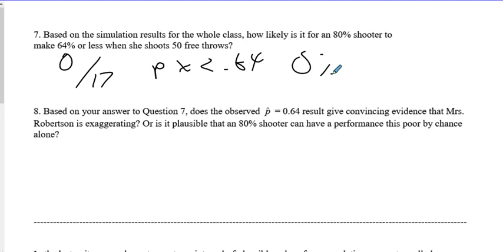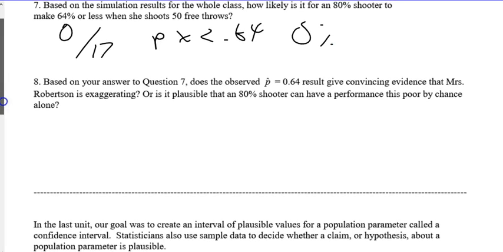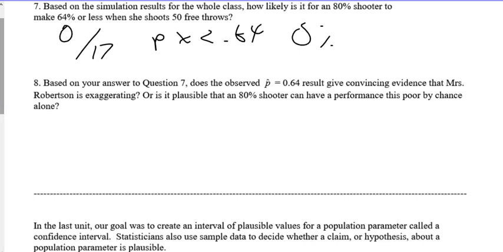So, based on your answer to question 7, does the observed 64% give convincing evidence that she is exaggerating? Or is it possible that she just by chance had that bad of a performance if she truly was an 80% shooter? Which is it? She lied. She's a liar. She's exaggerating. Okay? Because even by chance, none of us got 64%.